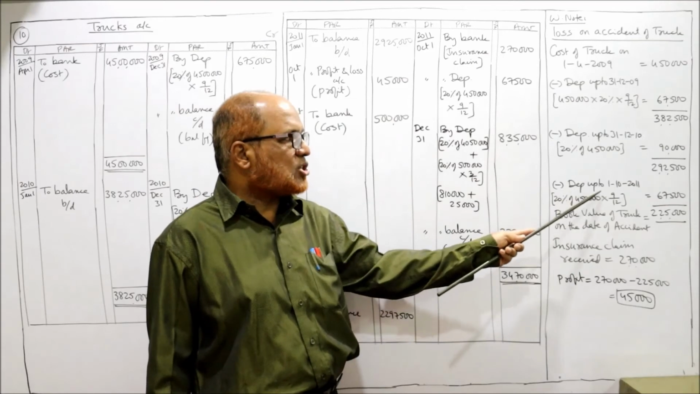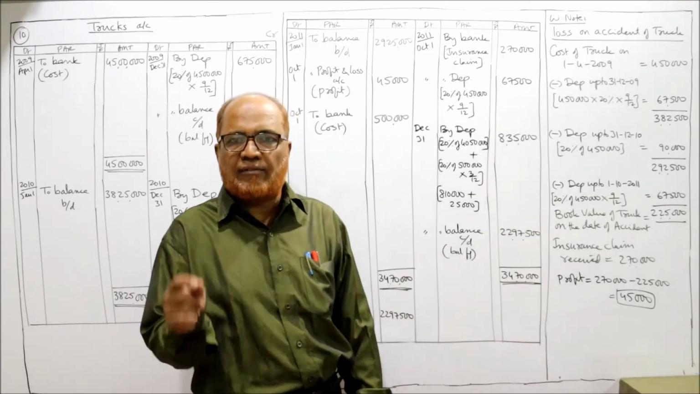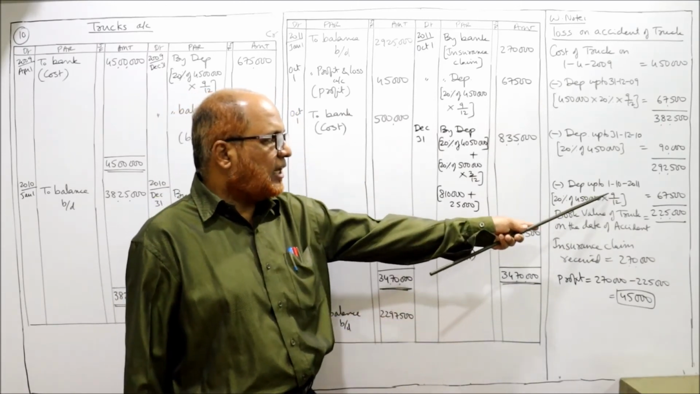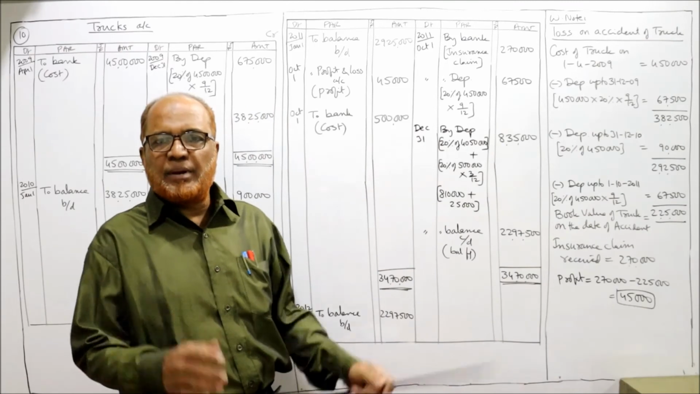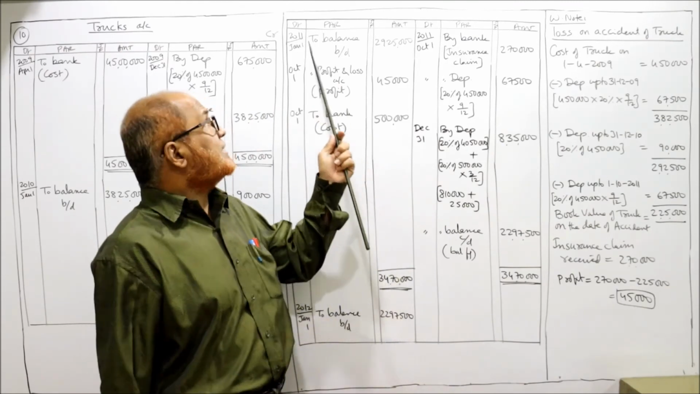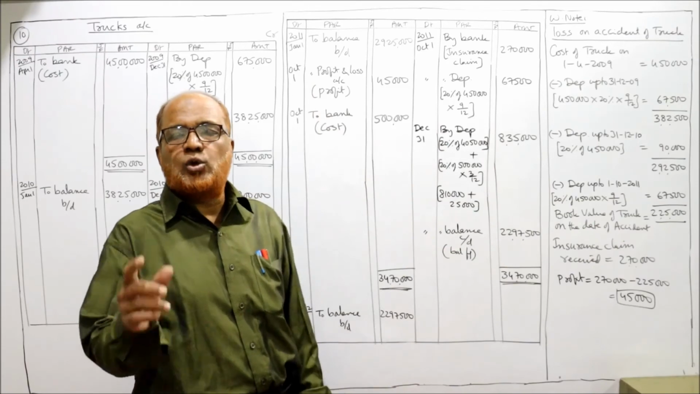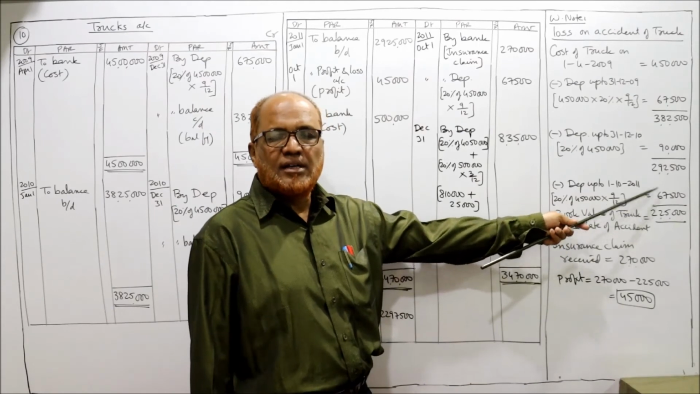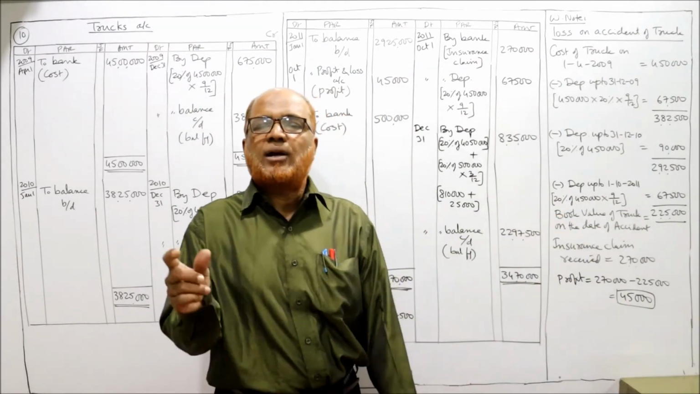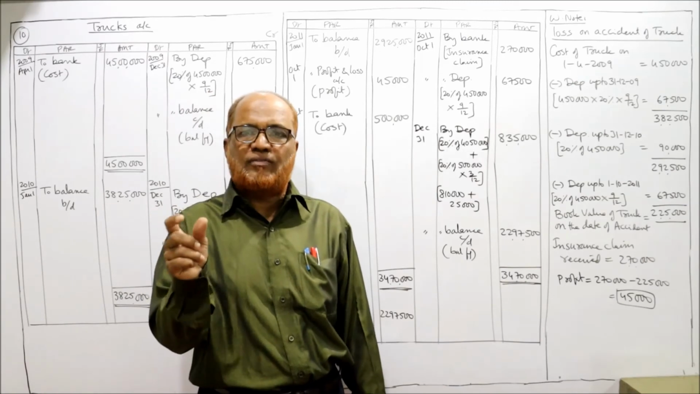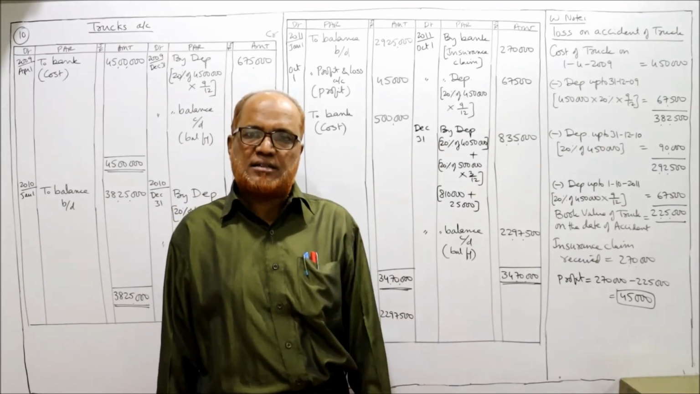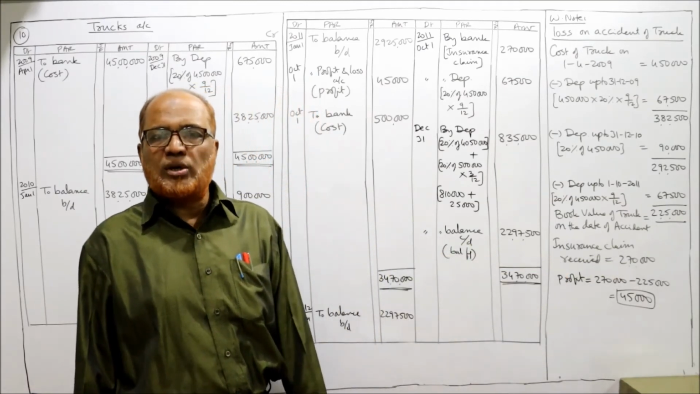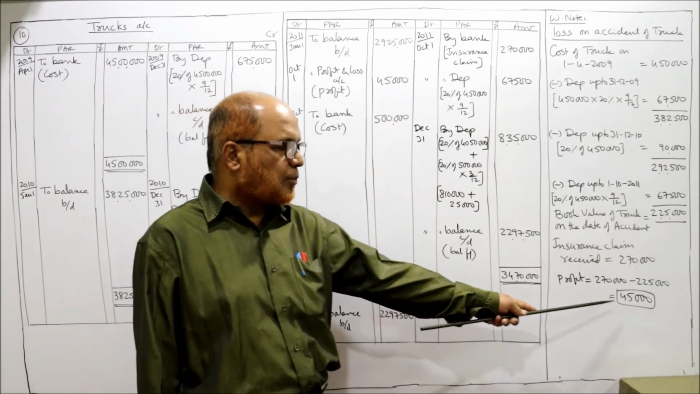Now 2011, depreciation up to 1st October 2011, the date of accident. So 20% of 4,50,000 into 9 by 12, because our year begins from 1st January and the accident took place on 1st October, 9 months. So 9 months depreciation, 67,500. Subtract 67,500, and 2,25,000 is the book value of the truck on the date of accident. But we have received from the insurance company 2,70,000. So there is a profit of rupees 45,000.